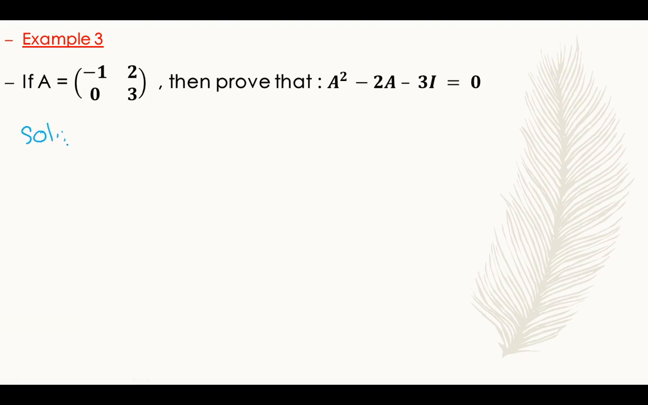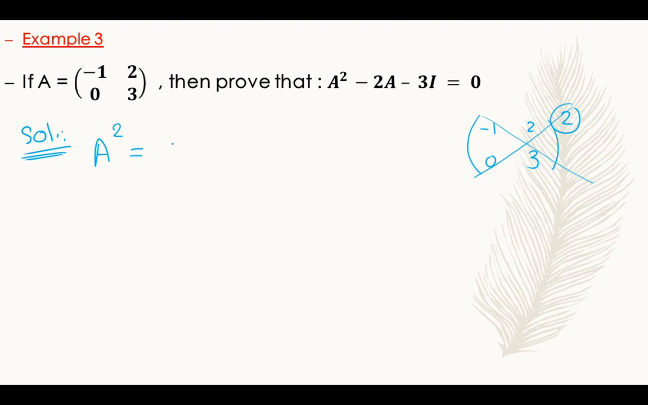Solution. First, we want to find A power of 2, the matrix A power of 2. Here, the matrix A power of 2 is not equal to the matrix negative 1, 2, 0, 3 with the square of each number. This is completely wrong.